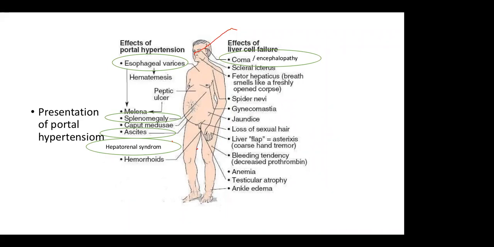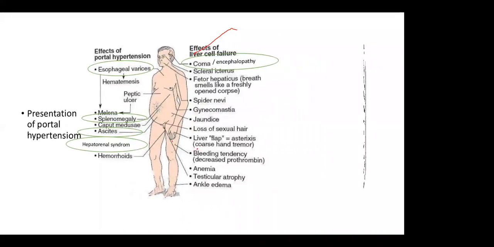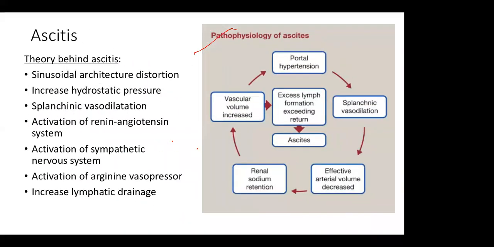So, starting with the 5 major ones: ascites. What is the theory behind ascites? As I mentioned before, due to distortion of the sinusoidal architecture as a result of activation of stellate cells and myofibroblasts and deposition of collagen, this will result in an increase in the hydrostatic pressure.